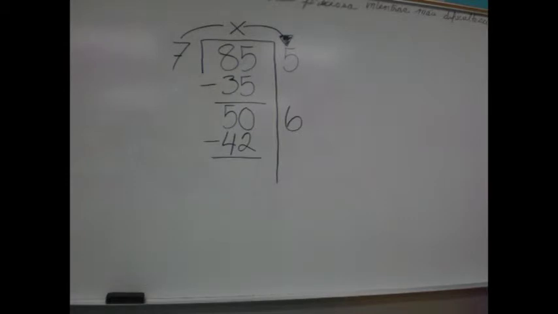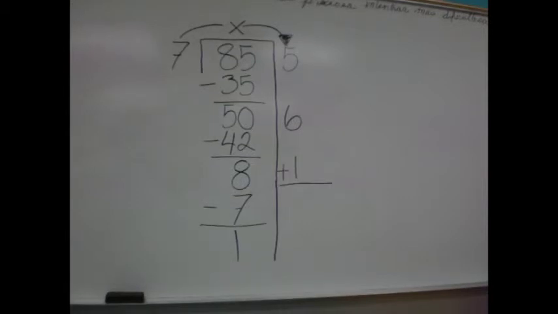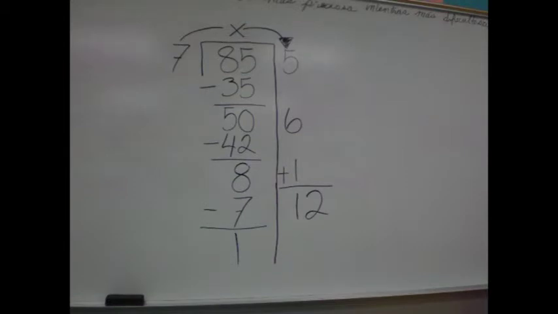Now, how many times does 7 go into 50? Well, we know that 7 times 6 is 42. We will also subtract 42 from 50, giving us 8. How many times does 7 go into 8? We know that 7 times 1 is 7, and we will subtract 7 from 8, giving us 1. Now that our divisor is bigger than 1, 1 will be our remainder. We will then add up 5, 6, and 1, giving us the answer of 12 with a remainder of 1.